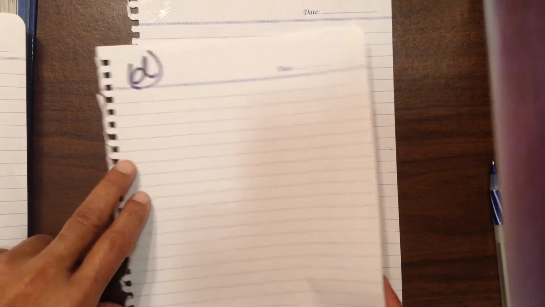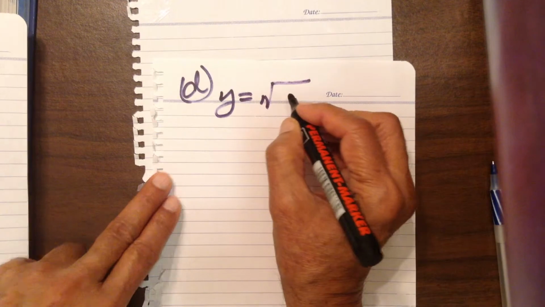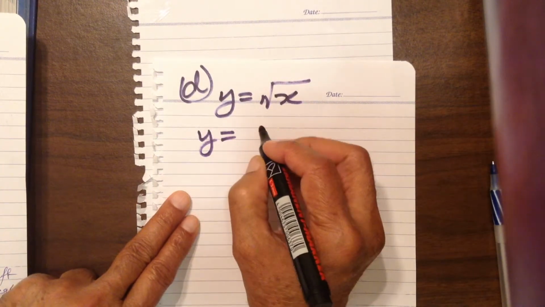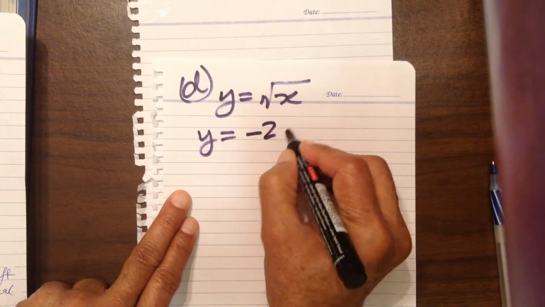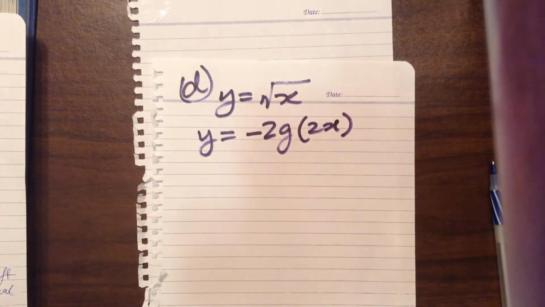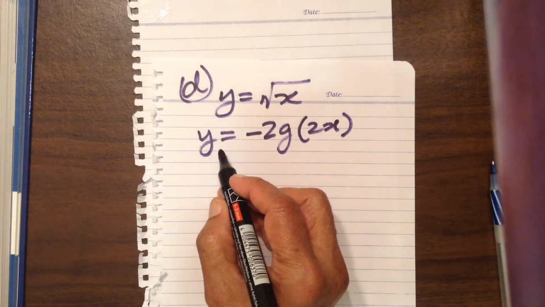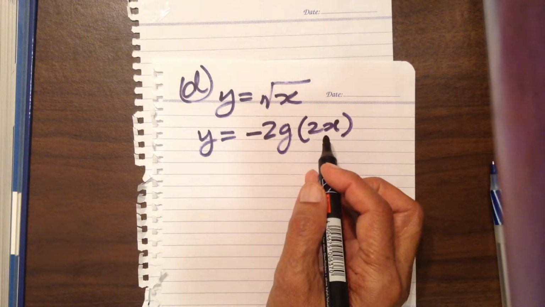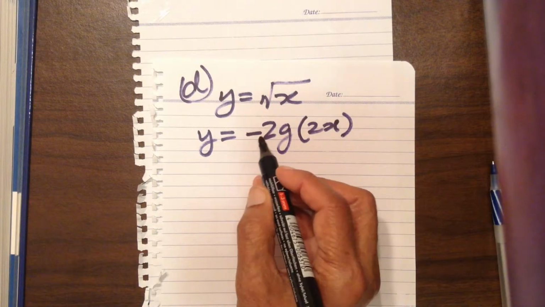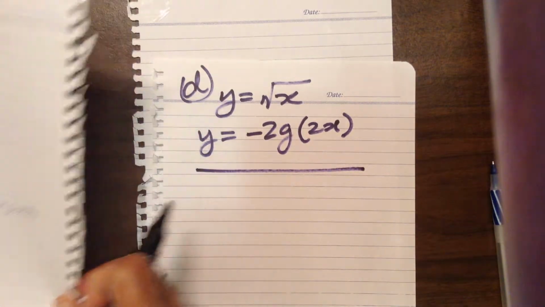Which is same as part C. Y is equal to under root x and y is equal to minus 2 g of 2x. So there is a horizontal compression by a factor of 1 upon 2, vertical stretch by a factor 2, and because of this negative sign there is a reflection in the x-axis. Well, that was question number 3.